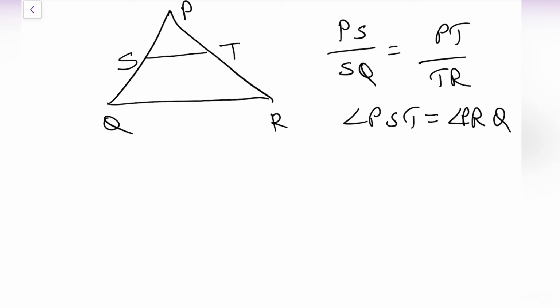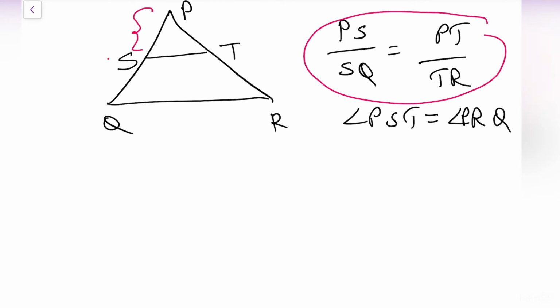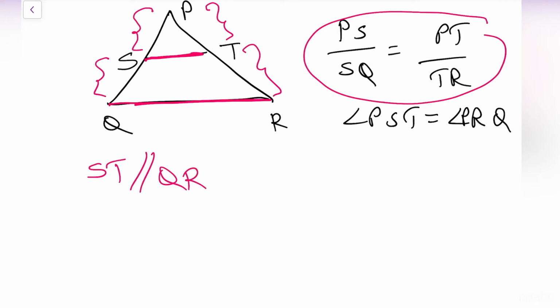Now from the first statement that is given, if you observe, PS by SQ, that is upper one by lower one of the left side part, equals PT by TR, upper one by lower one of the right side part. Left side upper one by lower one is exactly equal to right side upper one by lower one. So from this we can conclude that ST is parallel to QR. Now ST is parallel to QR means these two angles will be equal to each other because they are corresponding angles.